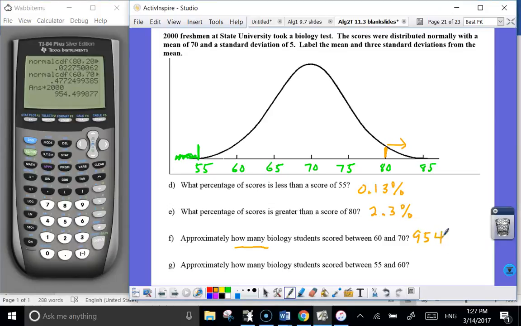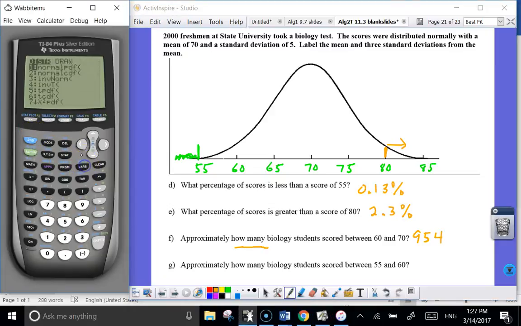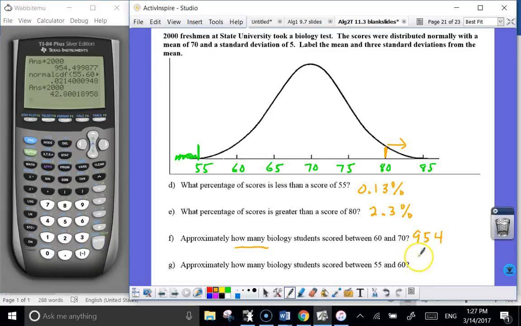And how many were between 55 and 60? Second vars, 2. 55 and 60. 0.0214 times 2,000. 42.8, call it 43.